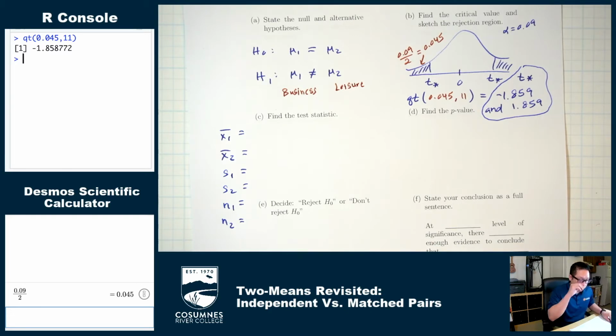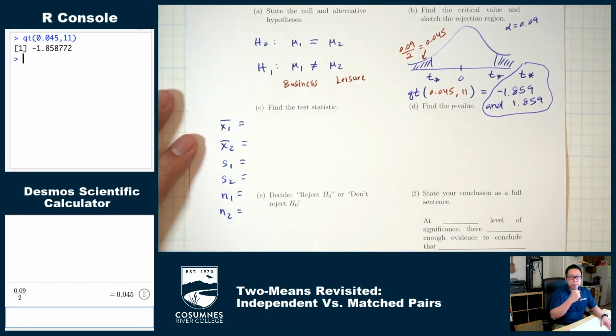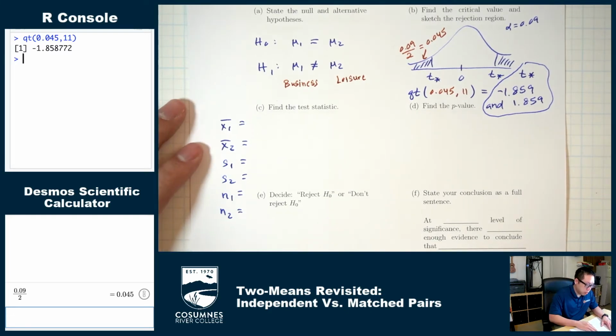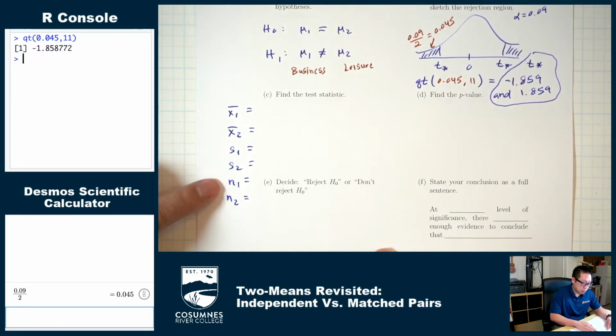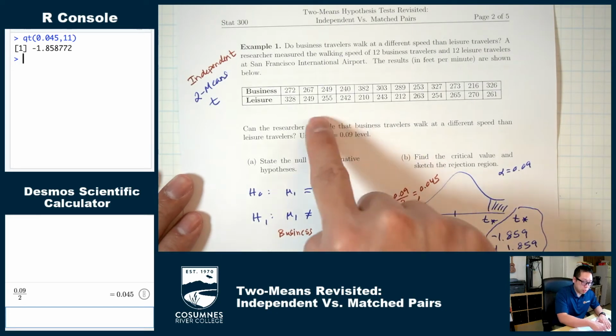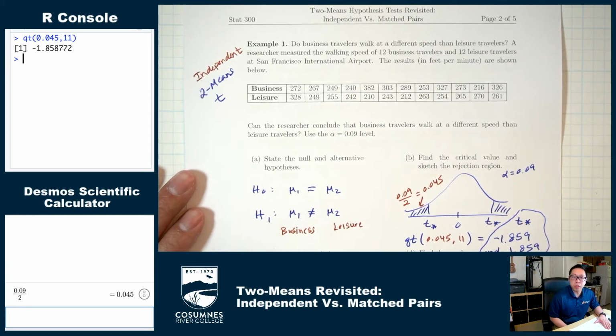So the difference here compared to the last lectures is I'm not giving you the mean, standard deviation, and sample sizes. So we actually have to enter this data into Google Sheets and then use Google Sheets to find the mean and standard deviations. All right, so let me switch over to Google Sheets.